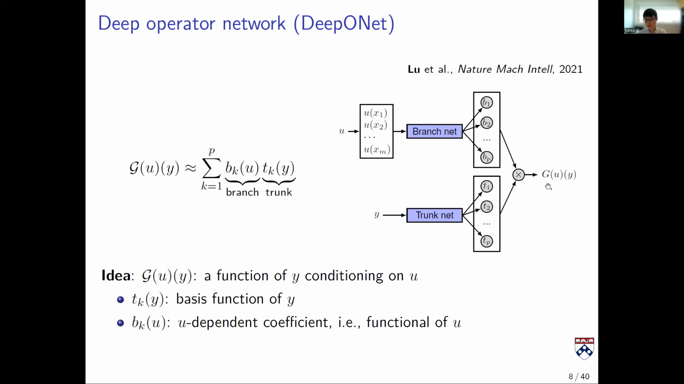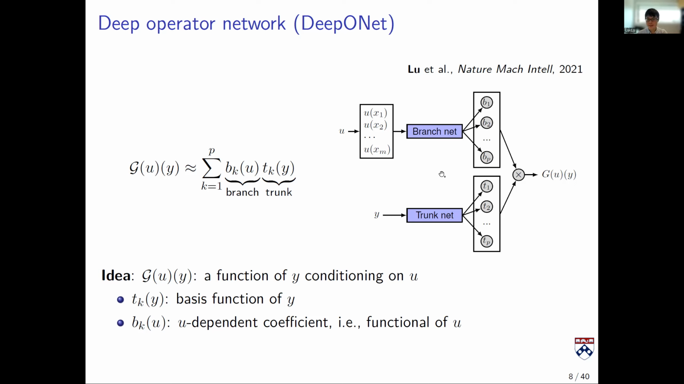And here, the merge operation we choose is the simple dot product. So the output, G(U)(y), is the dot product between the b vector and the t vector, or equivalently the summation of bk times tk. So tk is only a function of y, and bk only depends on the input U. So tk can essentially be viewed as a basis function of y for the outputs, and bk is the coefficient in front of this basis function, but depends on the specific input U.